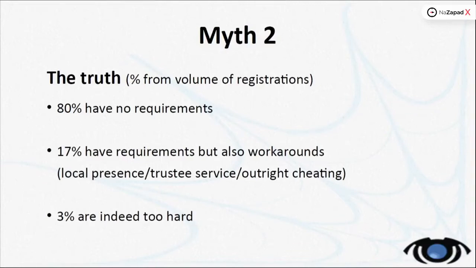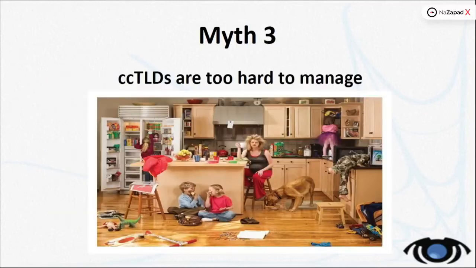They need a local company with the name of the domain, which makes it harder to use trustee, or they need something else. But there's a trend of liberalization in this area, so less and less of the ccTLDs actually require anything. And the myth that has a bit of truth to it is that ccTLDs are too hard to manage. Just like in this picture of too many kids and one dog making a mess. It can feel like this when you're managing a lot of different extensions and different registrars.